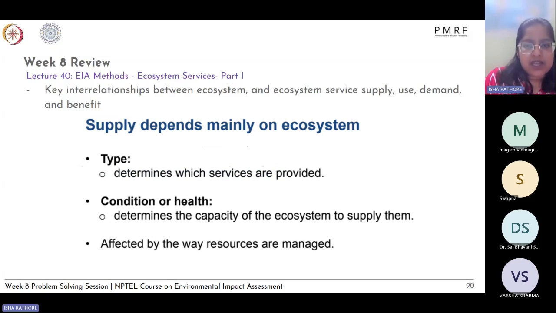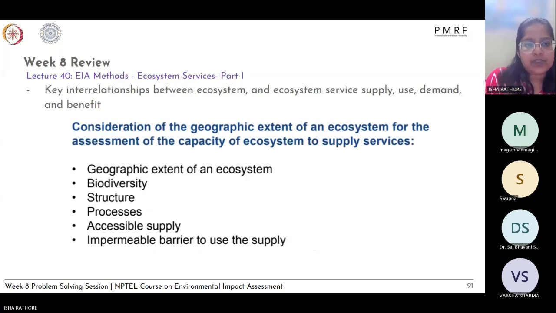Then we looked at supply characteristics like supply type, which determines which services are provided, and the condition or health, which determines the capacity of the ecosystem to supply them. And this is affected by the way the sources are managed outside, of course. Then we also looked at the consideration of geographical extent of an ecosystem for the assessment of the capacity of ecosystem to supply services.